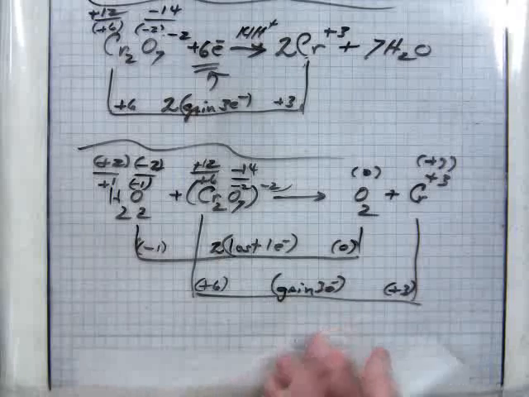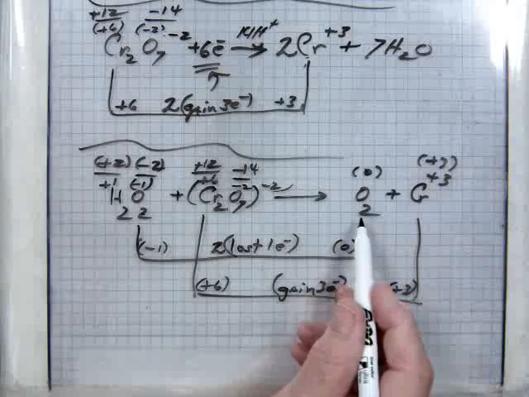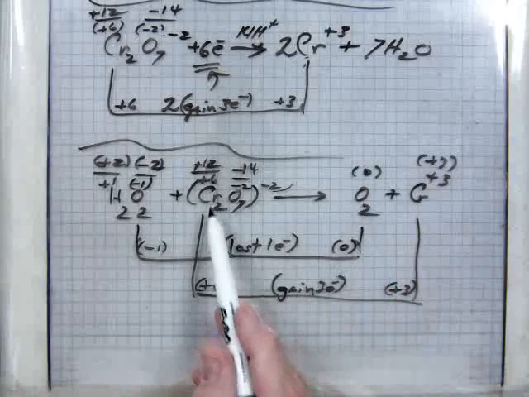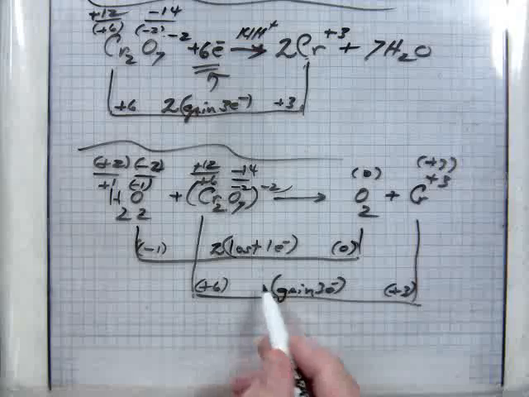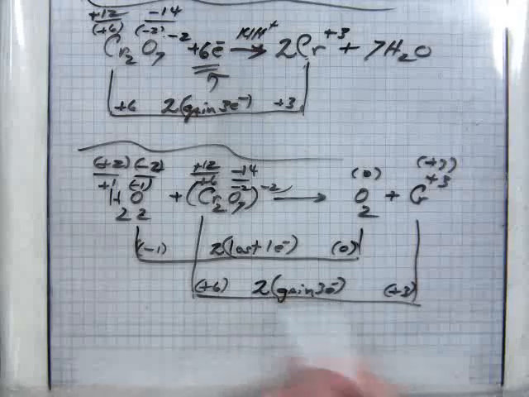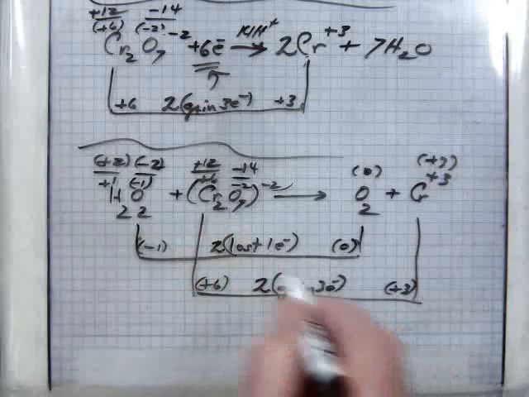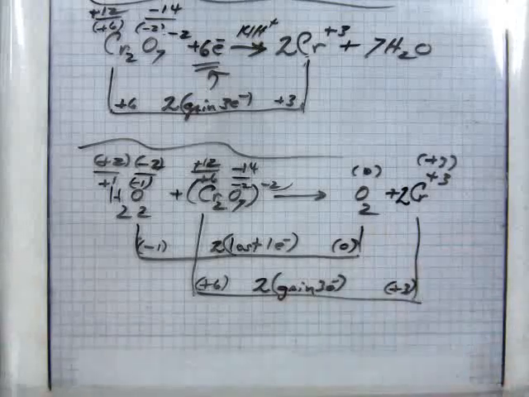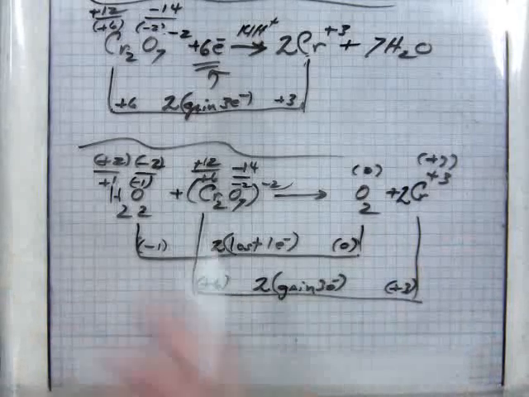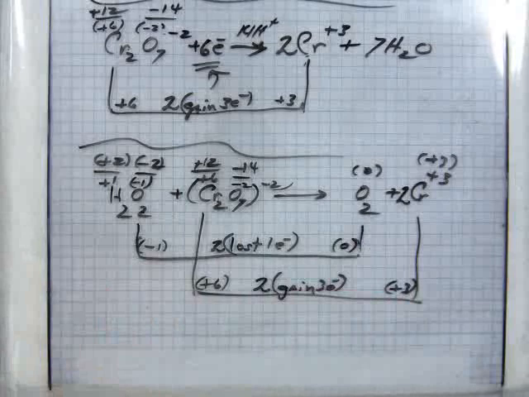You catching on? Over here we already have a 2 for the subscript, so we don't have to do anything. And the chrome, we have 2 chromes, each gaining 3 electrons. So I have to put a 2 here. That means I have 6 total. Each one's gaining 3, so I have to have the 2 over here. That's right. So I have 2 chromes, each gaining 3 electrons. Well, we already have the subscript in there to accommodate that too. So there's a balance of oxidation and reduction.